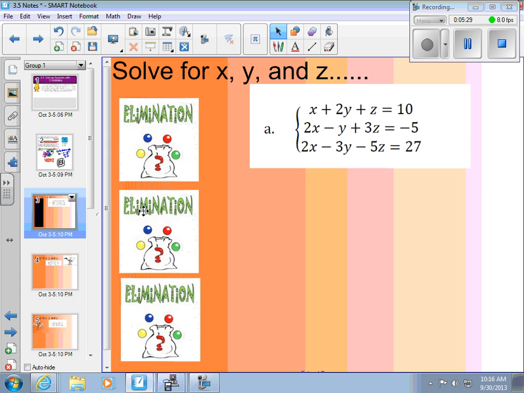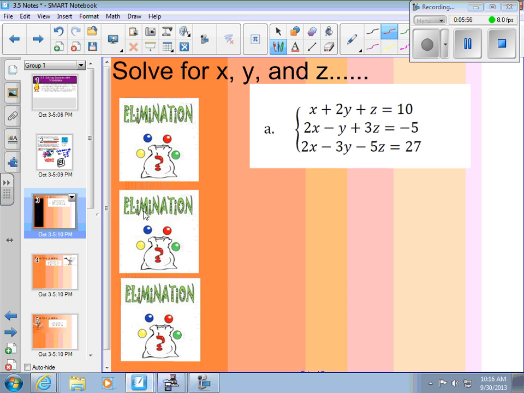Look at elimination. Now, here's the problem with elimination. You've got to take it step by step. Usually you're not going to be able to wipe out and go from 3 down to 1. So our first goal here is to try to get down from 3 equations with 3 variables to 2 equations with 2 variables. So we want to look at our variables x, y, and z and see which one would be easiest to eliminate first.